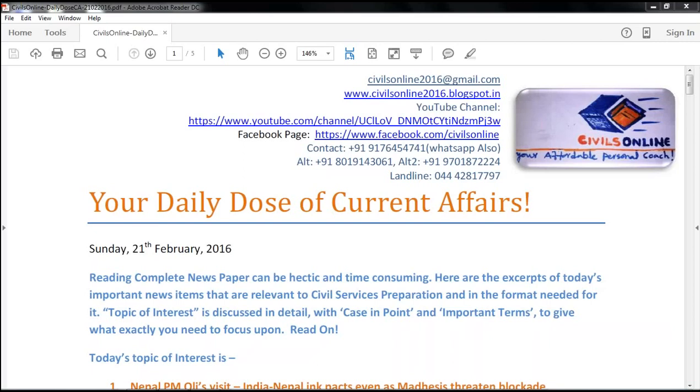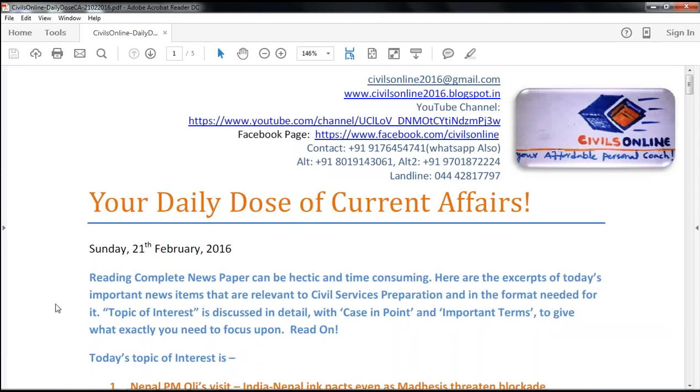So reading the complete newspaper can be hectic and time consuming. So every day we select one or two topics from the newspaper which are relevant to civil service preparation and the format needed for it. That particular topic is called the topic of interest, which will be discussed in detail with case in point and important terms to give you exactly what you need to focus upon.